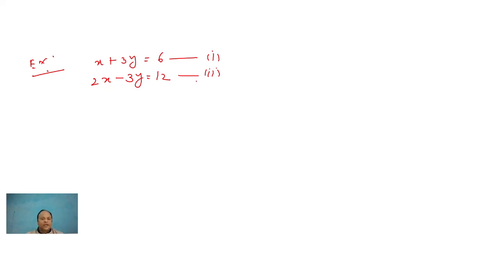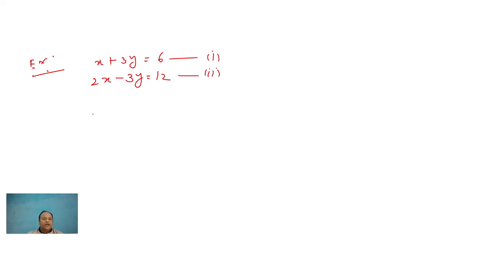Okay. Next, suppose I take one example. Check whether the pair of equations x plus 3y is equal to 6, and the second, 2x minus 3y is equal to 12, is consistent. Suppose this is called the first equation and the other is called the second equation. We have to check whether this pair of equations is consistent or not. If it is consistent, then we have to solve the equations and find the values of x and y.